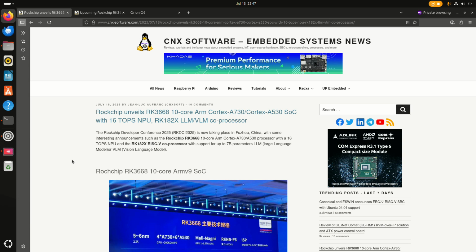So these are all very exciting announcements, but like I said, don't expect any of this hardware to arrive, let's just say, within a couple of months. So I think, or at least I hope, we will see it somewhere in 2026.